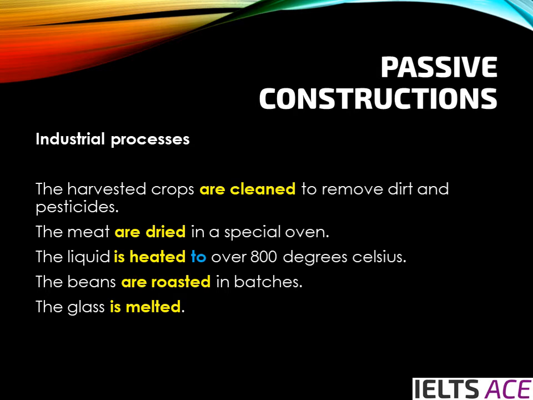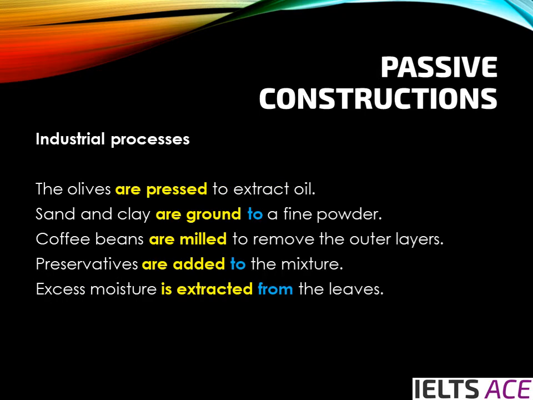The beans are roasted in batches. So not all at one time. The beans are roasted in smaller numbers. And the glass is melted. So where we heat the glass until it starts to change shape. The olives are pressed to extract oil. So if you press something, this is where you put something under a lot of pressure, and that forces whatever is inside to come out.